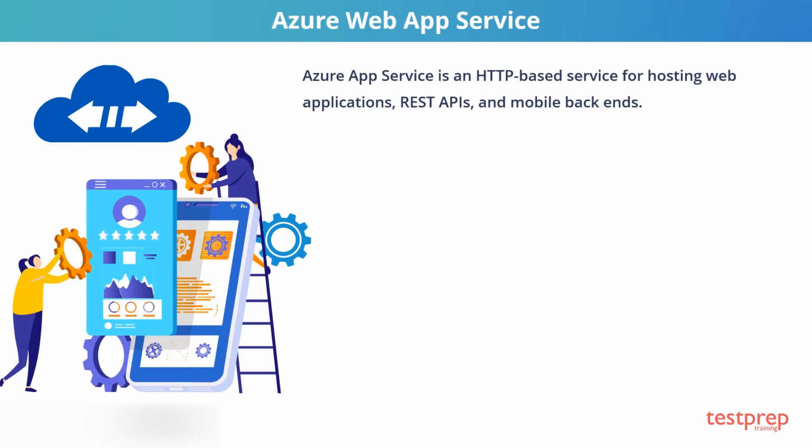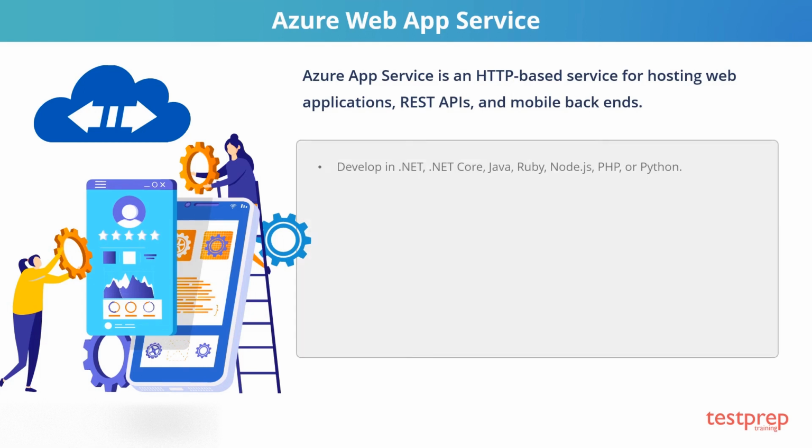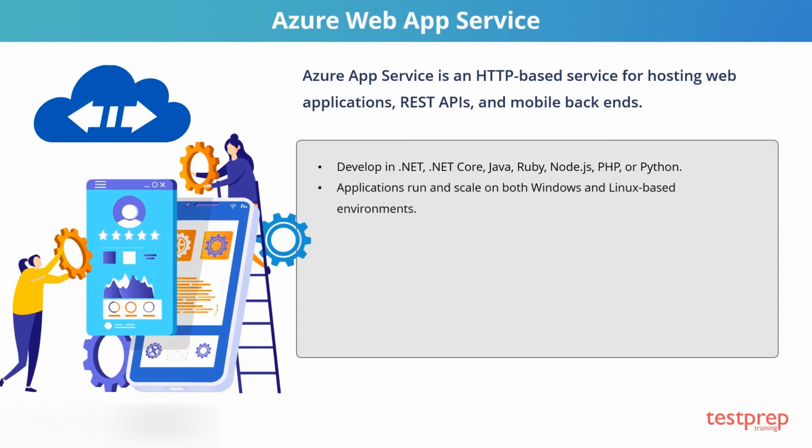Azure App Service is an HTTP-based service for hosting web applications, REST APIs, and mobile backends. You can develop in your favorite language, be it .NET, Java, Ruby, Node.js, PHP, or Python. Applications run and scale with ease on both Windows and Linux-based environments.